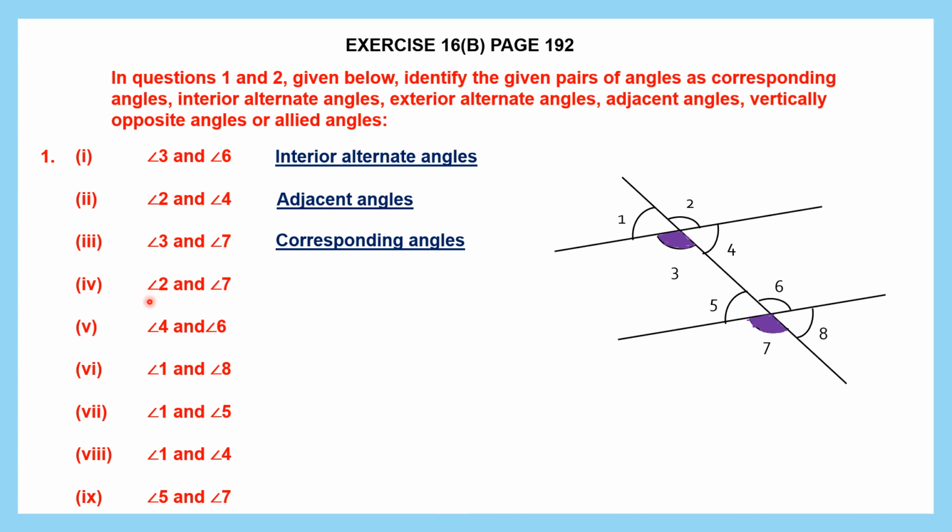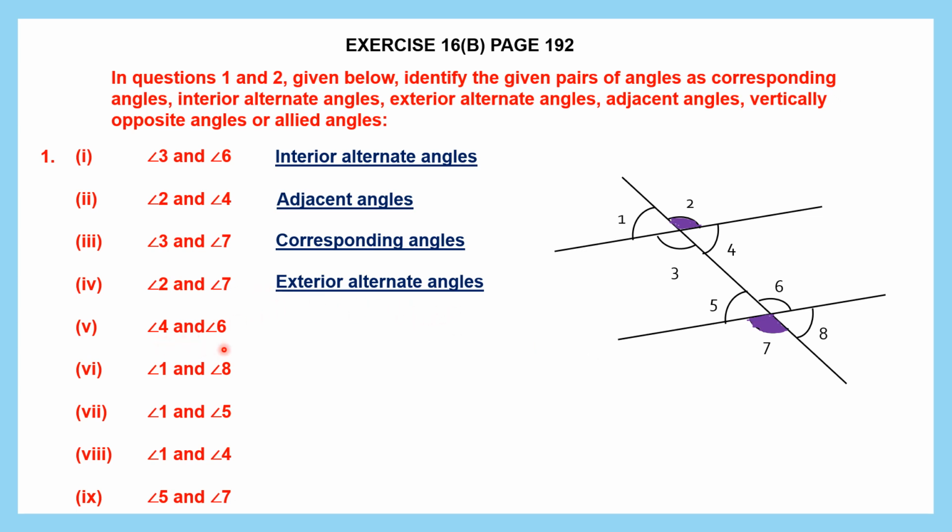Now let's look at angle 2 and angle 7. So angle 2 is here and angle 7 is here. Now angle 2, as you can see, is outside. Angle 7 is also outside. So both are outside. That means they are exterior and they are on the alternate sides. They are not on the same side. They are on the alternate sides. So angle 2 and angle 7 are exterior alternate angles.